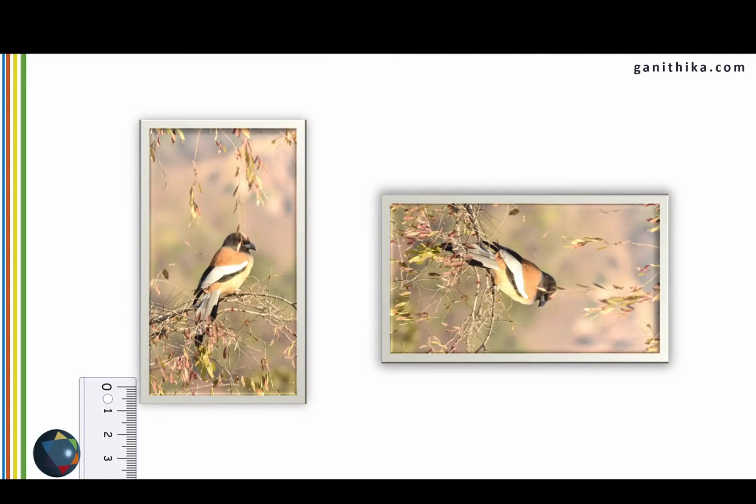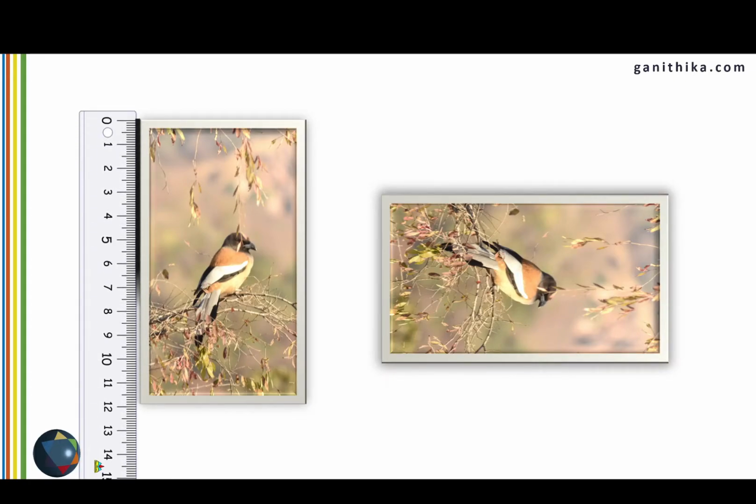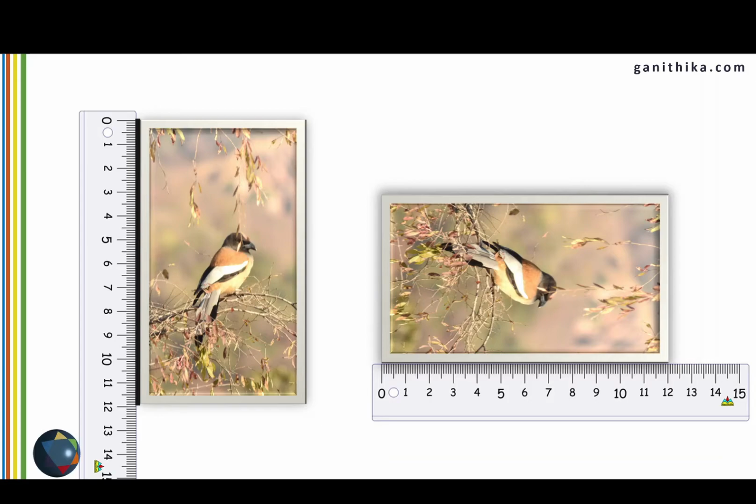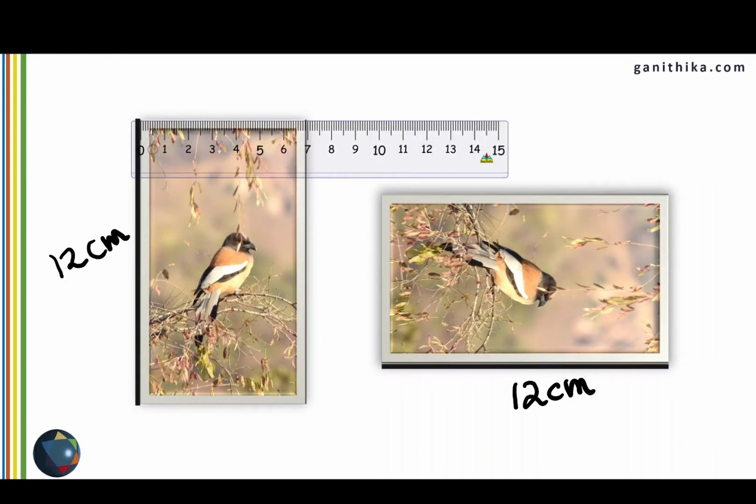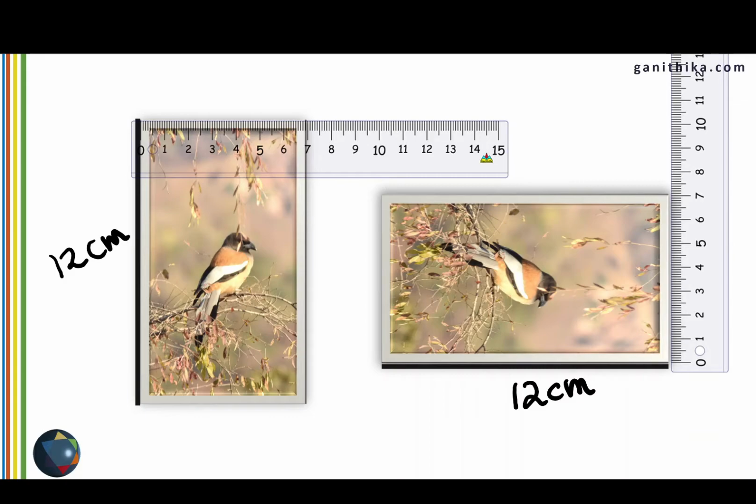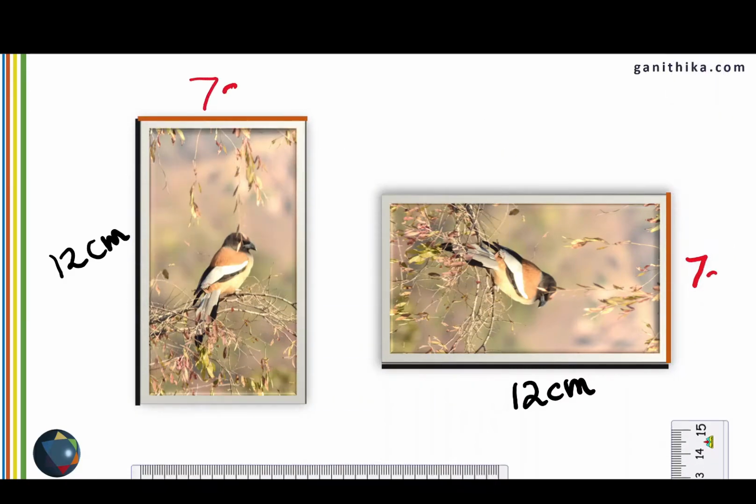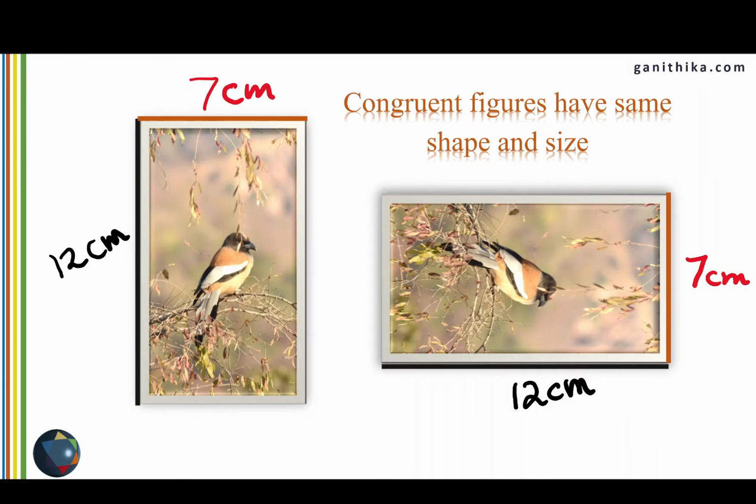Why are they congruent? If I measure this side and the corresponding side of the second photo frame, I can see that they measure the same length, 12 centimeters. And the other corresponding sides are the widths of these photo frames, which is here and here. If you measure them, you can see that they have the same measurement, 7 centimeters. So congruent figures have the same shape and same size.